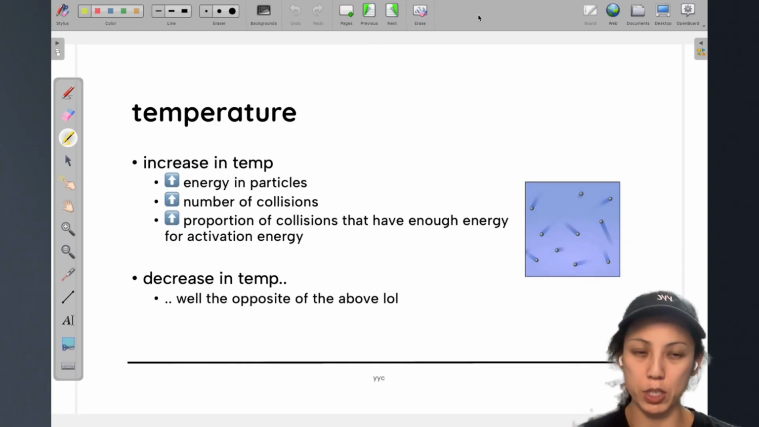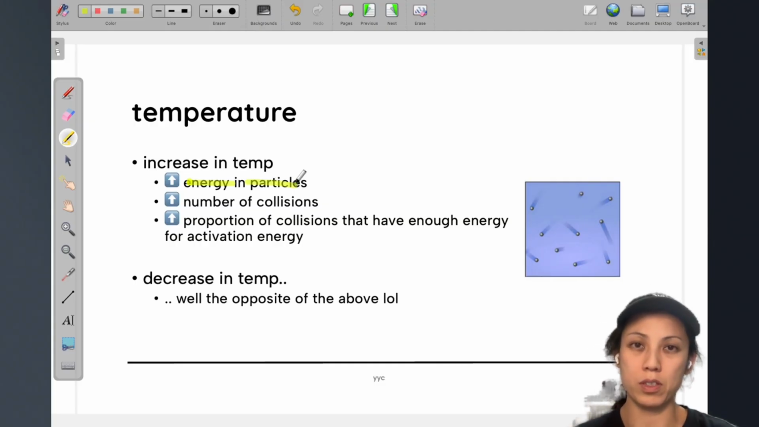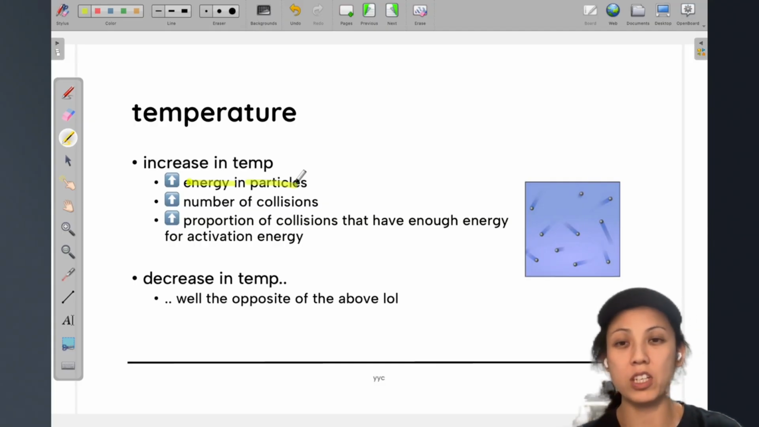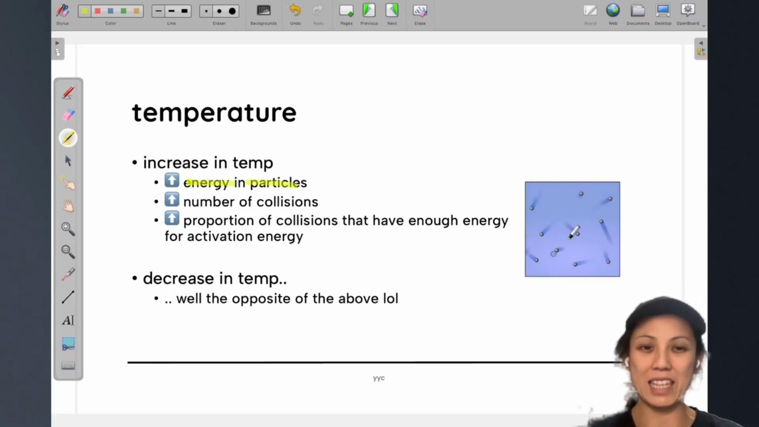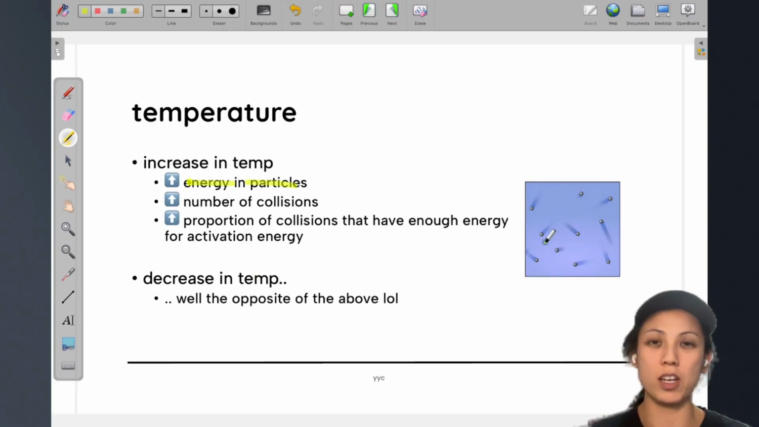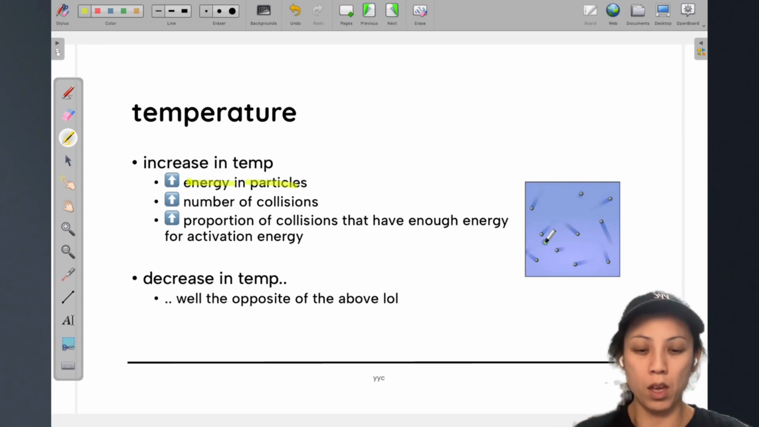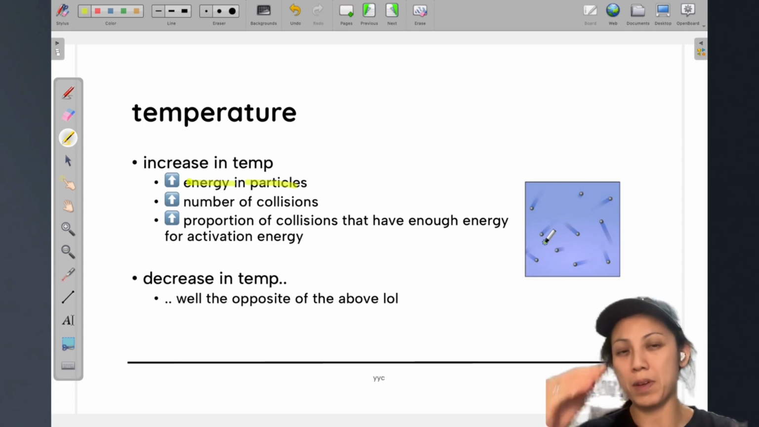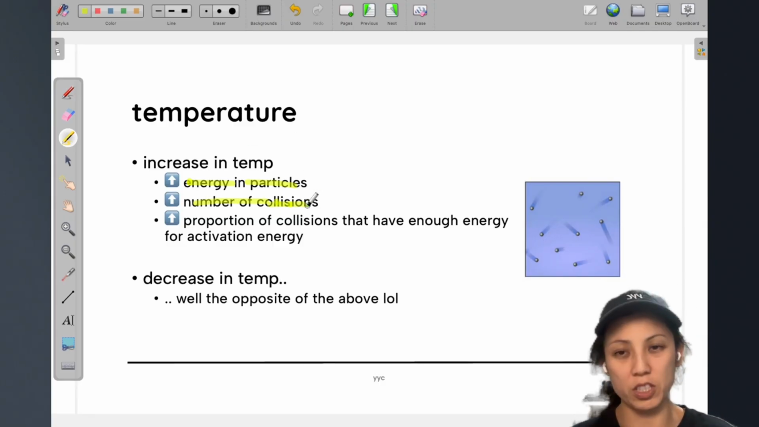So let's talk about temperature. If you increase the temperature, you're going to increase the energy in the particles. When you increase the energy of the particles, they're going to move a lot quicker. Hopefully you can see in this diagram, if we increase the temperature, these particles are starting to bing around the place a lot quicker. Therefore, the chances of them smacking into each other are higher, so you're increasing the number of collisions.